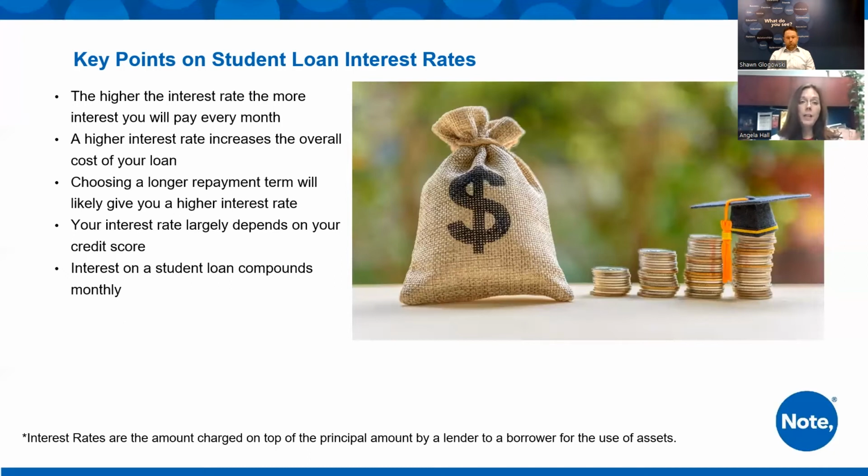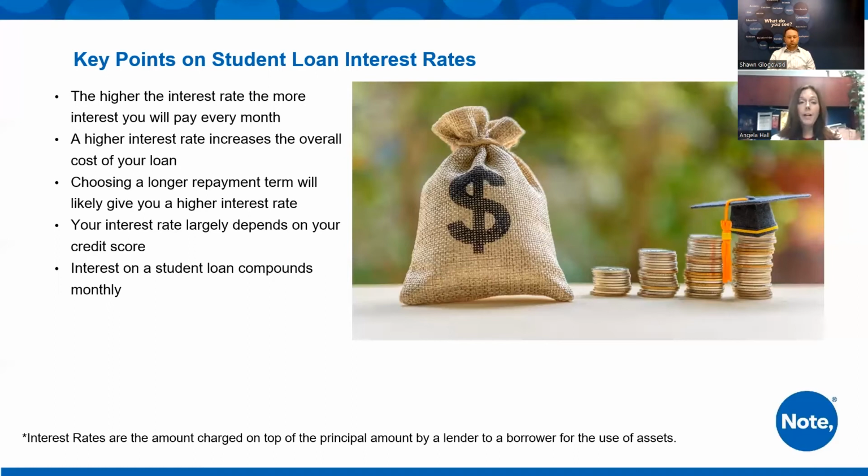When you choose a longer repayment term, they'll typically give you a higher interest rate, right? Because they want to make sure that they get their money from you, but it's going to be stretched out over a period of time. So there's a cost to that, and that's where they tend to charge you a higher interest rate.